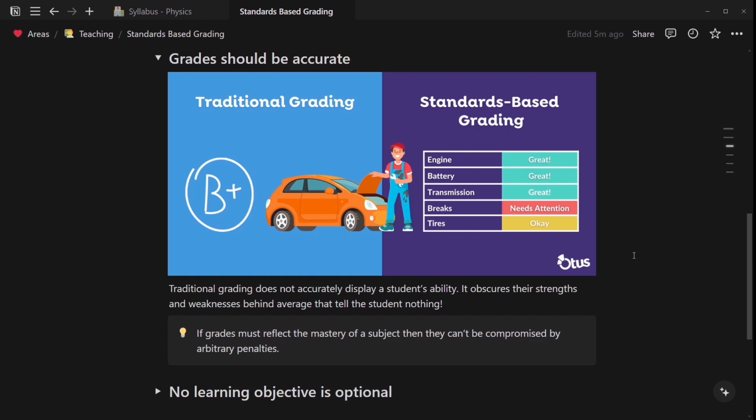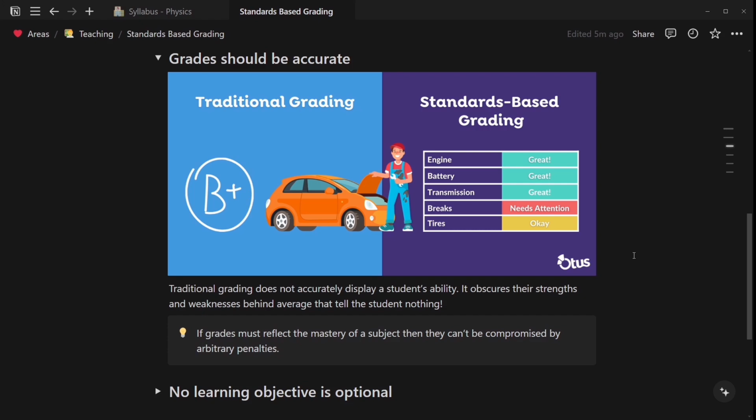Let's look at this comparison between traditional grading and standards-based grading using a car. On the traditional grading scale, this car would earn a B+. But for standards-based grading, how well a car can be a car is broken down into smaller sections, like the engine, the battery, the transmission, the brakes, the tires. The engine got a score of great, battery's great, transmission's great, brakes need attention. In other words, not good. And the tires, okay. Overall, B+, you're thinking, that's great.